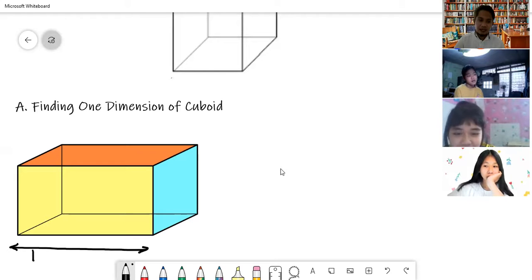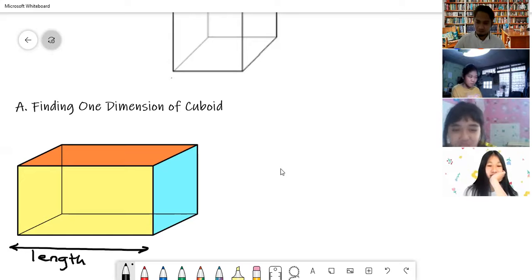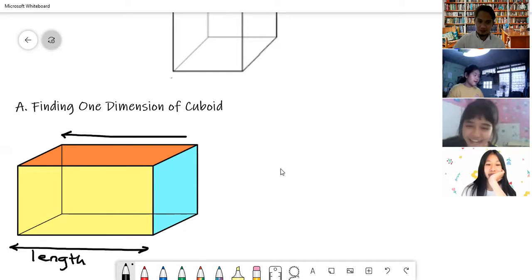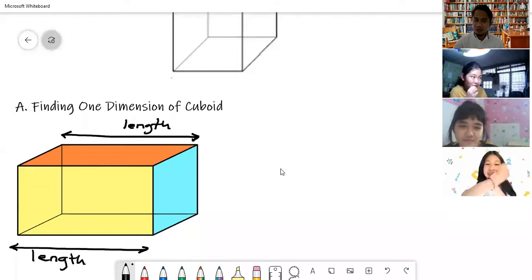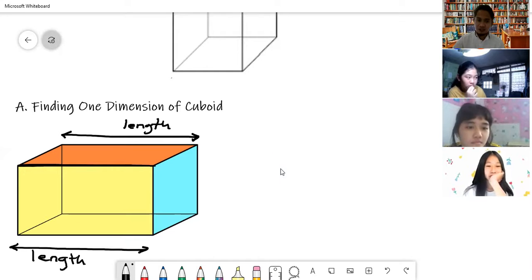Length. Good. What is this here? Length. Very good. Do not be confused. Sometimes I put it up there, sometimes I will put it down here, sometimes I will put it here. This one here, if you can see, I will put color red. This one, that is the length also. This is the length also.